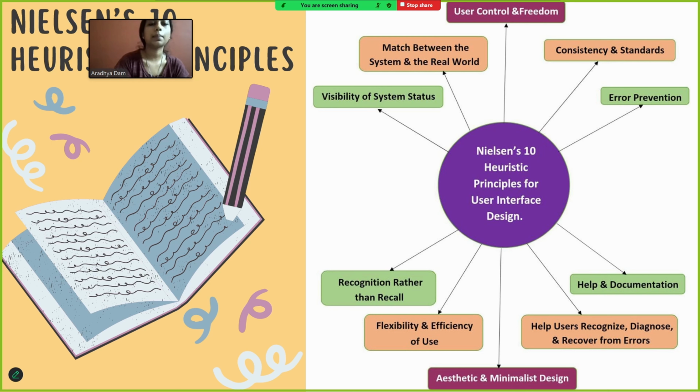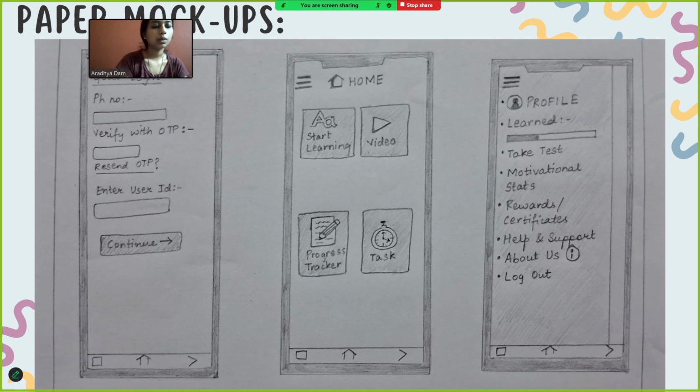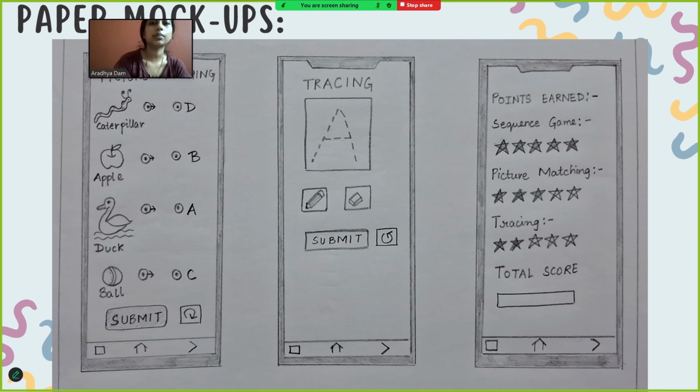Please, next slide. Before developing the final app, we started with paper mockups to visualize the user interface. These sketches helped us plan where to place buttons and animations, how the child will move from one activity to another, and what kind of feedback or reward animations will appear. Mockups allowed us to gather early feedback and iterate quickly before moving to the digital design. Please move to the digital design part.